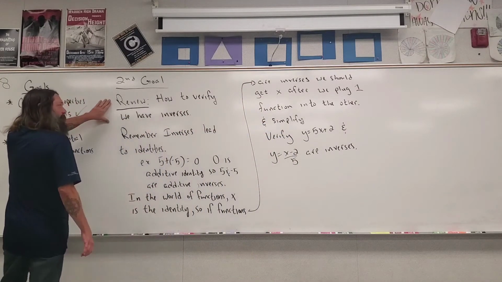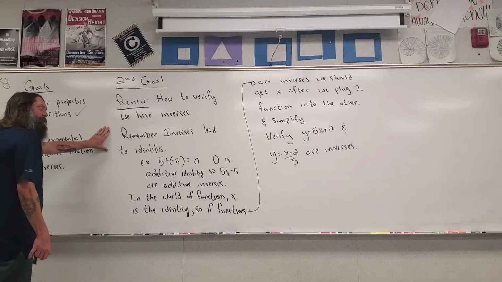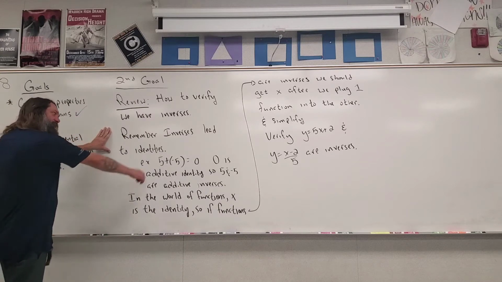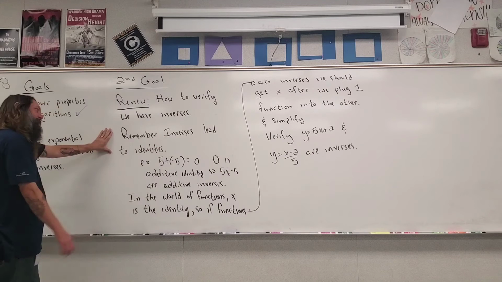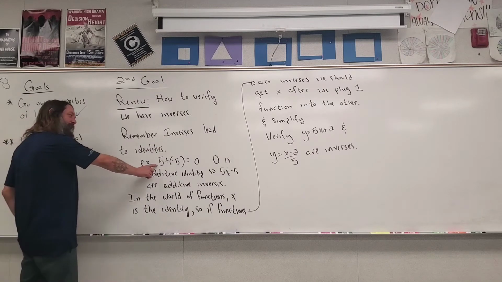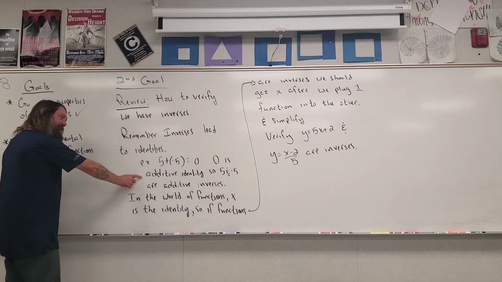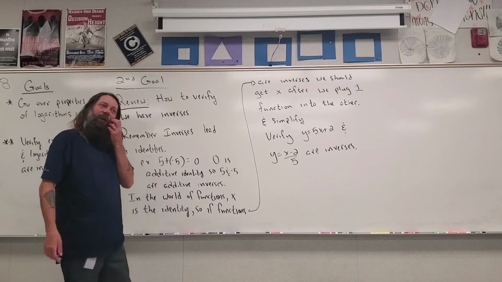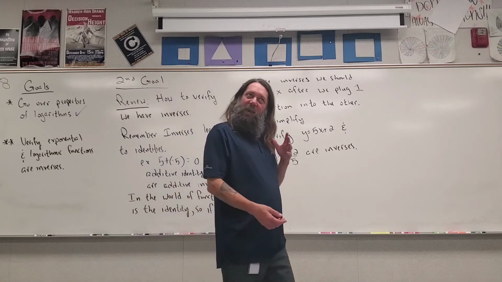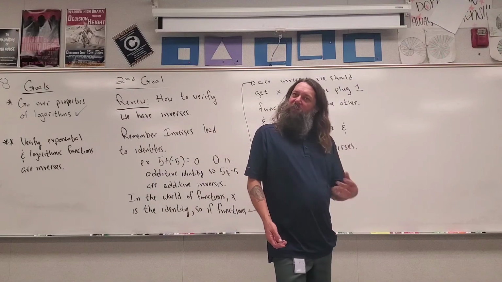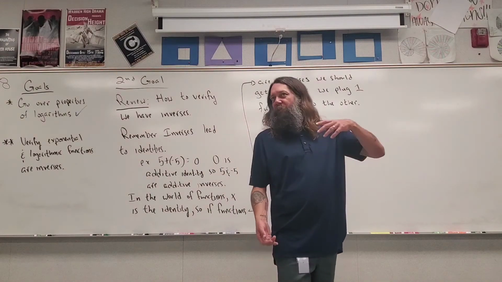So how to verify we have inverses. Remember, inverses lead to identities. Here's an example. 5 plus negative 5 equals 0. 0 is the additive identity. And we call it the additive identity because if you add 0 to any number, you get the identical number back. 1 plus 0 is 1.